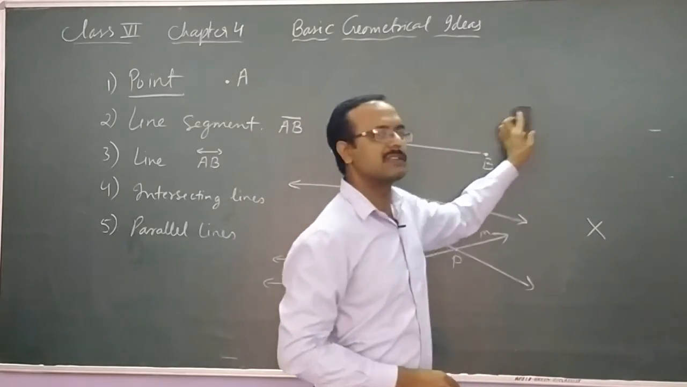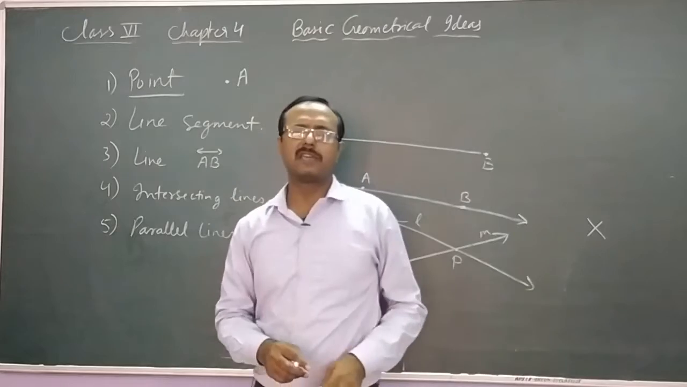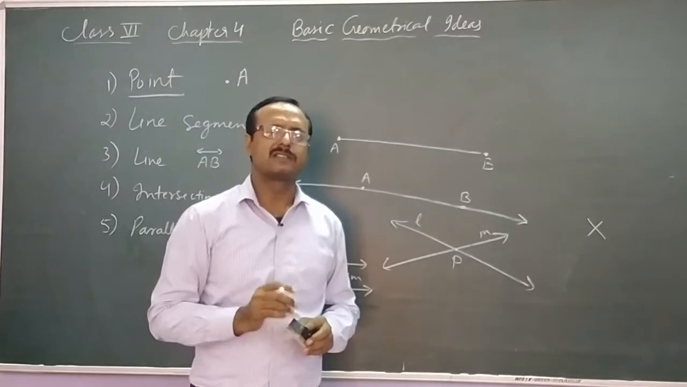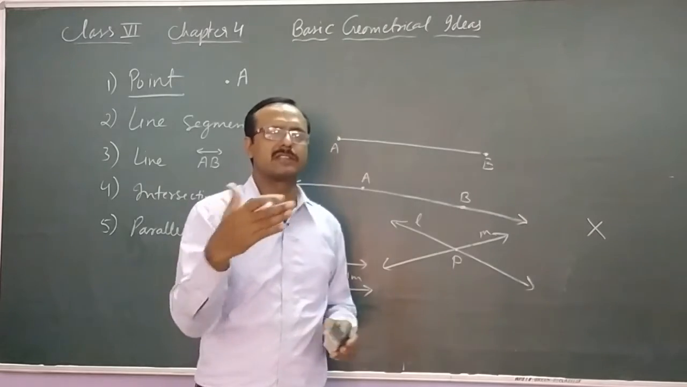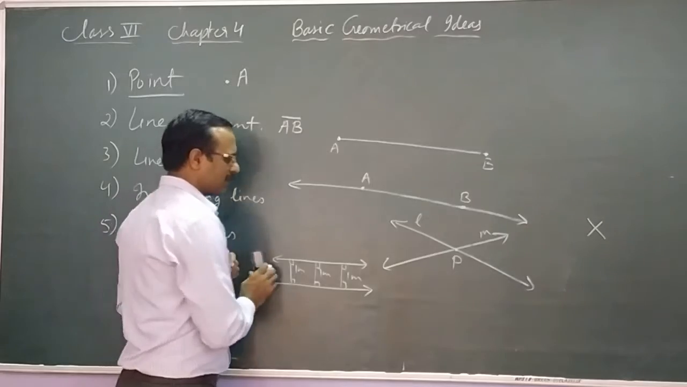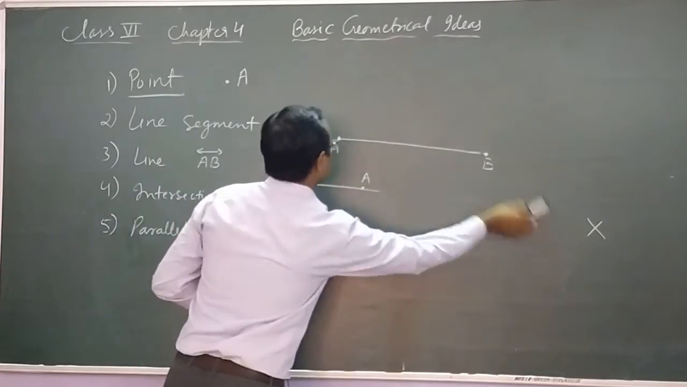Similarly, you have seen railway tracks, they go parallel all the time, they never intersect each other. Sometimes crossings are made, but most of the time they are parallel. So these are the examples of parallel and intersecting lines.